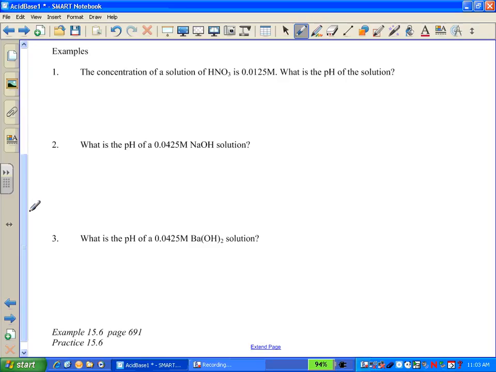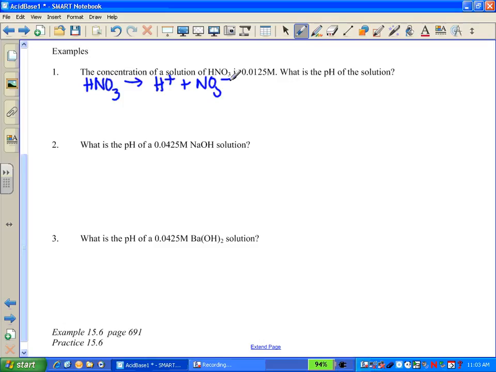So in this first example, the concentration of an HNO3 solution is 0.0125. What is the pH of this solution? When you're dealing with problems in acid-base chemistry, you always want to first identify what type of solution you're using. So you need to identify this is a strong acid. Okay, because it's a strong acid, it dissociates completely.